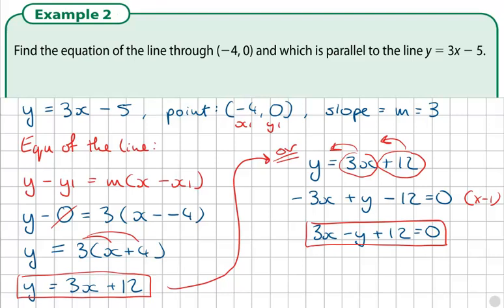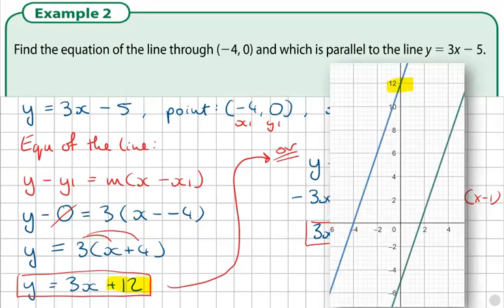So let's have a look at the lines. So this blue line is y equals 3x plus 12. And we can see that it crosses the y-axis at 12. And the green line, which we can clearly see is parallel to it, so they have the same slope and they will never meet, they will never cross. This line is the original line, y equals 3x minus 5, and it's crossing the y-axis at minus 5. So we can clearly see that they are indeed parallel and they do have the same slope.